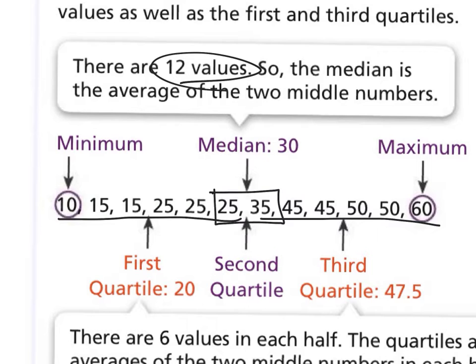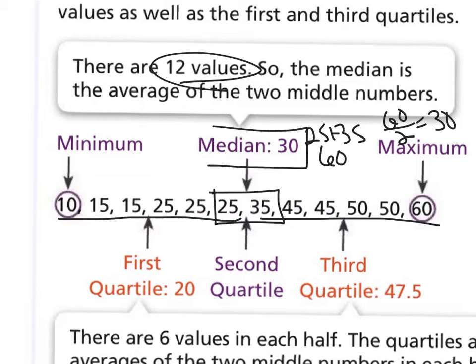So if 25 and 35 are the 2 middle numbers, we can average those out. You might be able to look at it and tell 30 would be halfway between those two. Otherwise, if not, you can add those together. 25 plus 35 is 60, and then if you do 60 divided by 2 is 30. Okay, so that's how they got the median of 30.